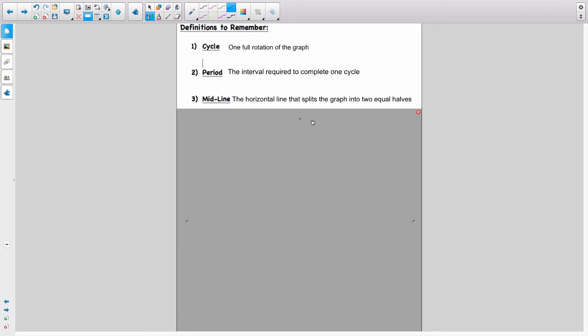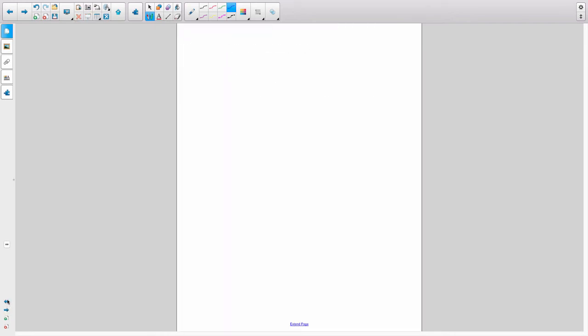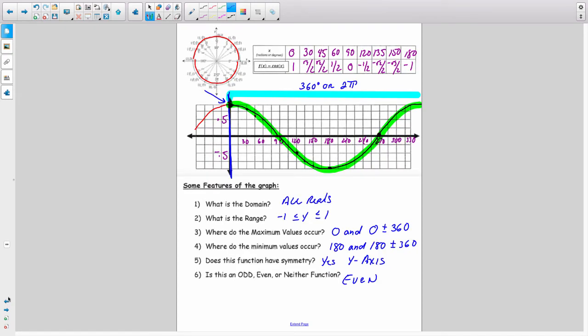Midline. Midline is important for the next definition. Midline is basically just the horizontal line that can split your trig graph into two equal halves. So let's take a look at that. Okay, my midline here, let me change the highlighter again. I'll go with pink, purple. This would be considered my midline right there. Because as you can see, it puts the graph right in the middle, right? It puts half of it on top, half of it below.